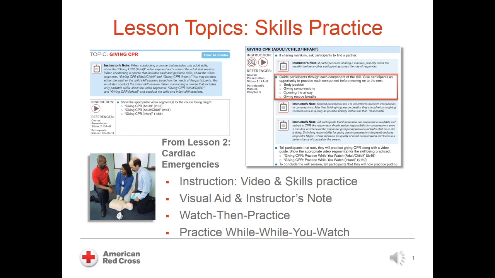Next, the instructor uses guided practice to lead participants through each step of the skill as indicated in the skills assessment tool. The participants then practice while you watch during the next video segment, and the instructor circulates the room providing feedback and correcting any errors. Follow the instructor's manual for a demonstration of skills guideline.